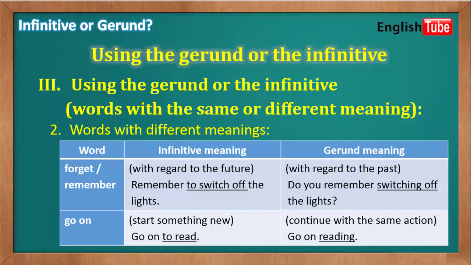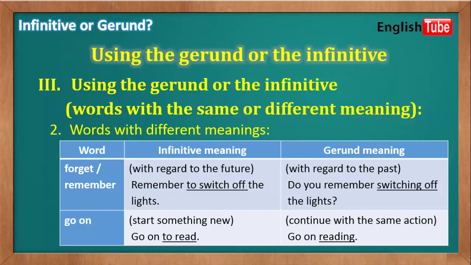I told my son to switch off the lights when I went out. And later on, when I came back, I asked him, do you remember switching off the lights? So switching off the light is something that happened, took place in the past. So the meaning here is toward the past and not toward the future. Do you remember switching on the lights? Good. The same thing we can say about certain verbs like forget and so on.